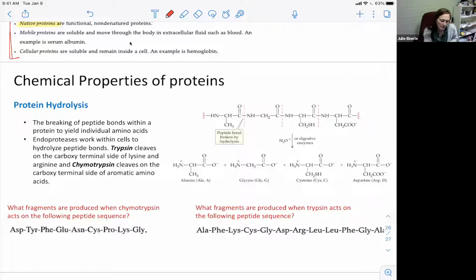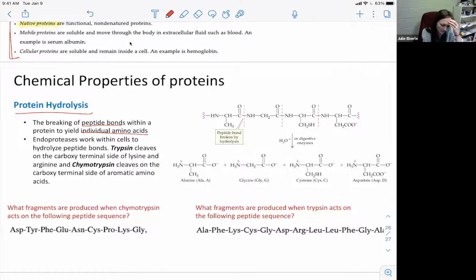Okay, so chemical properties of proteins. The first one to mention here is protein hydrolysis. This was a multiple choice question on exam 2. Hydrolysis: we take water and we break molecules apart. The reason I put that on the exam is because hydrolysis is not going away. We can hydrolyze any biological molecule, but here it is the breaking of specifically peptide bonds within the protein to yield individual amino acids.